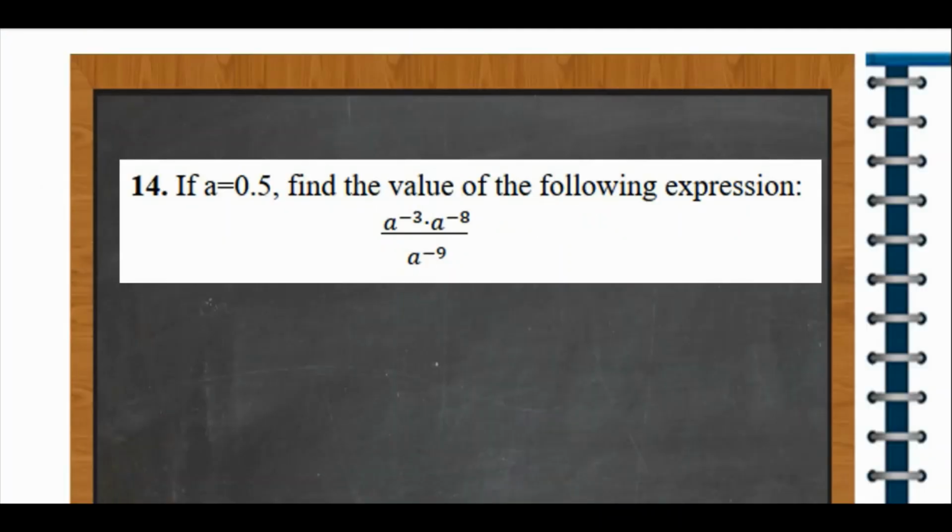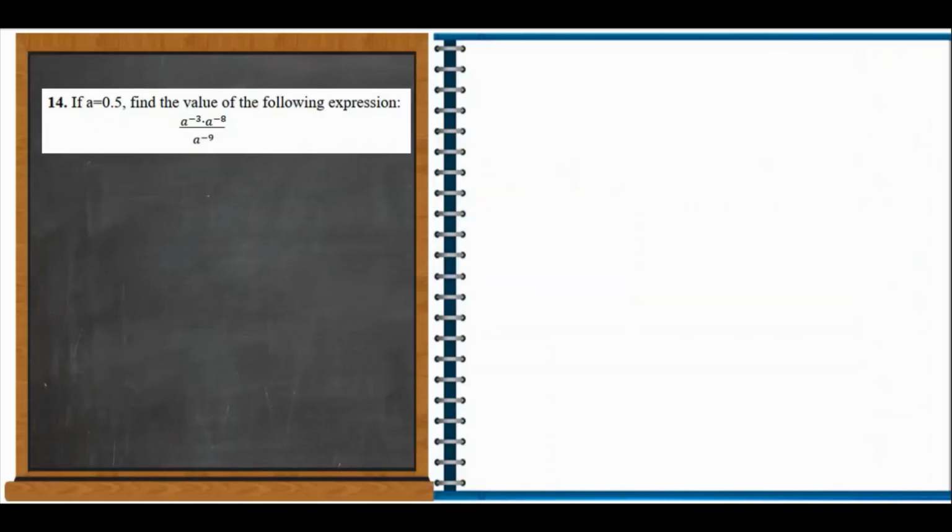Number 14. In number 14, we must find the value of the expression. The expression is about indices. So let's write the formulas of indices. We know that when the bases are equal, let's say a to the power of n multiplied by a to the power of m, that's going to be a to the power of n plus m. And when we have division of the same bases, let's say a to the power of n over a to the power of m, it is equal to a to the power of n minus m.